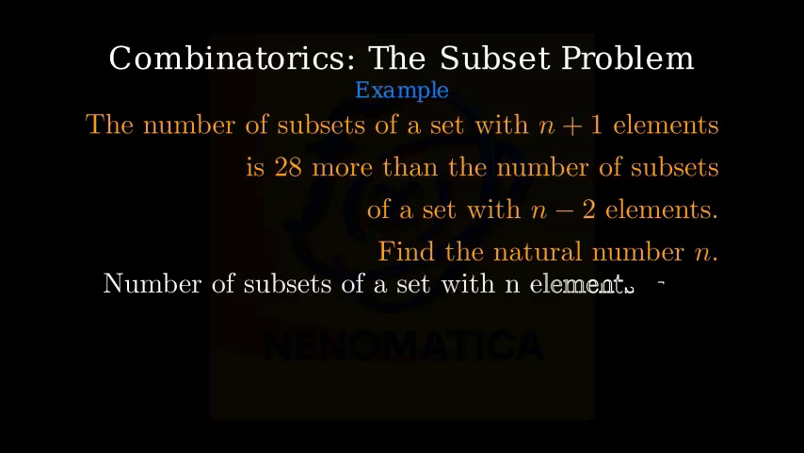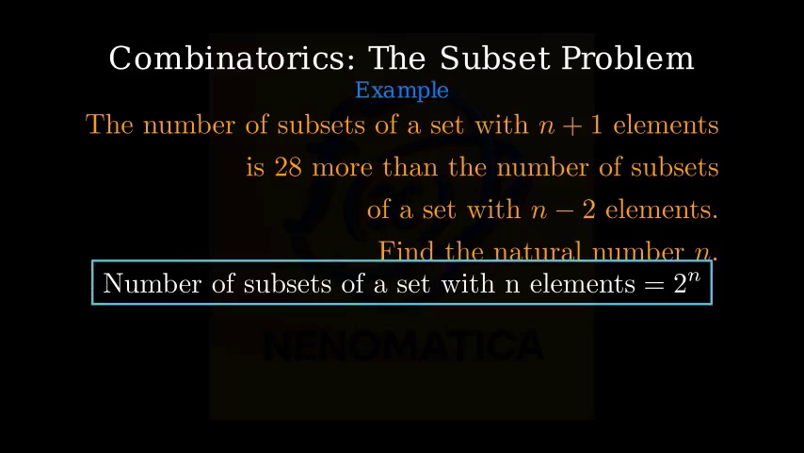Before we dive into solving this problem, let's quickly recall what we know about subsets. For a set with n elements, the total number of possible subsets is 2 to the power of n. This includes the empty set and the set itself. Now, let's use this formula to set up our equation.